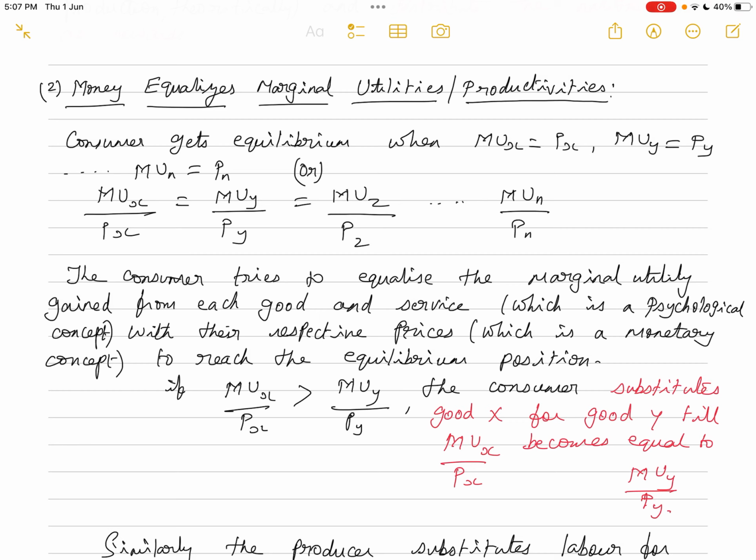So all these are becoming possible only because of the invention of money. Okay, then the consumer reaches the equilibrium position or the maximum satisfaction position. So again, this is possible because of money.